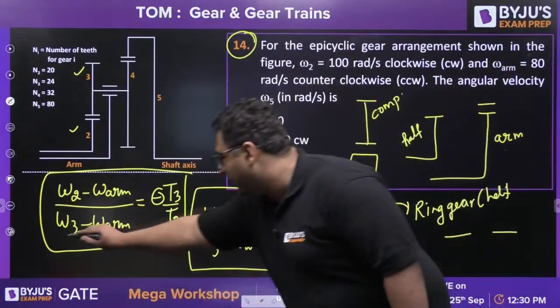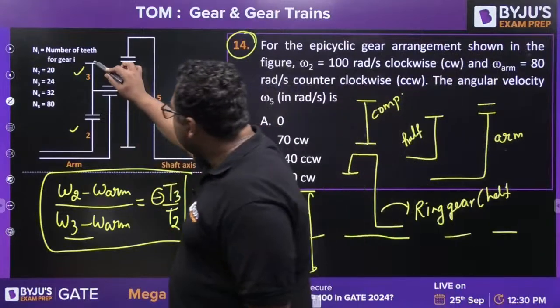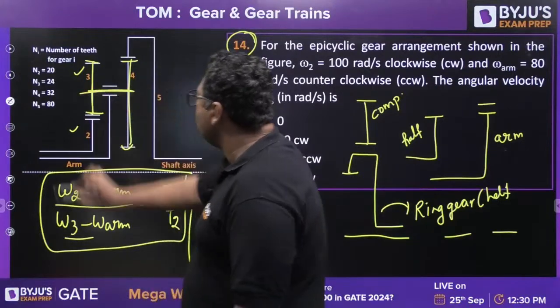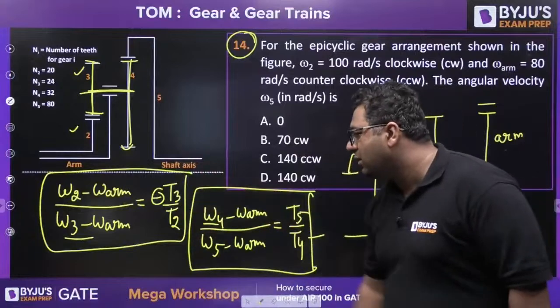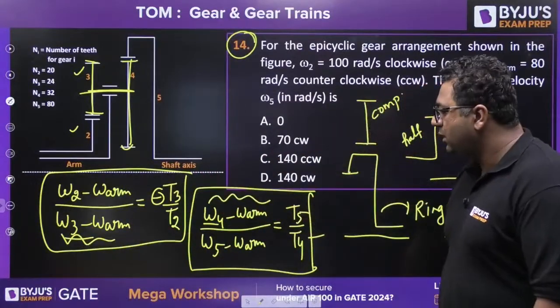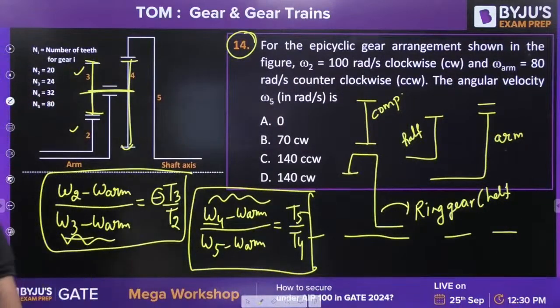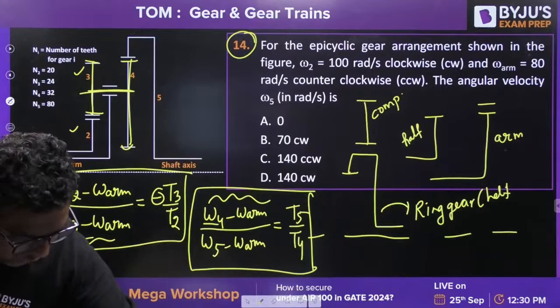So you just need to do one thing. You know that omega 3 and omega 4 are the same because gear 3 and gear 4 are on the same shaft. So you will multiply these two equations. This denominator will get cancelled out with this denominator and you will be getting the final answer. So let us see how many get the right answer. Shubham, very good.